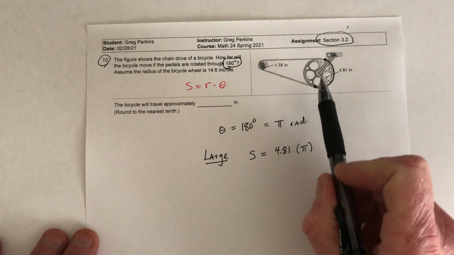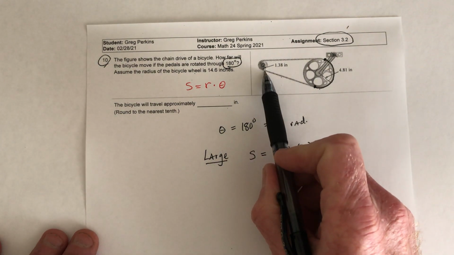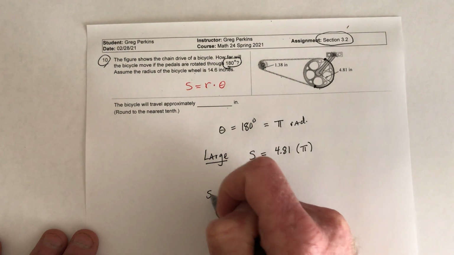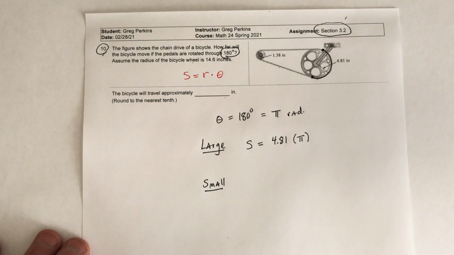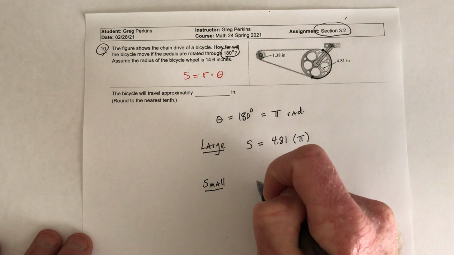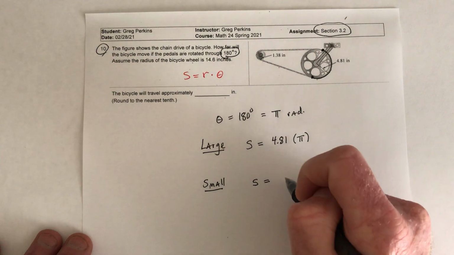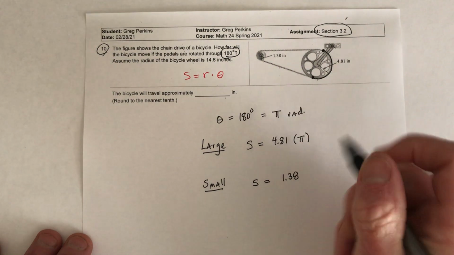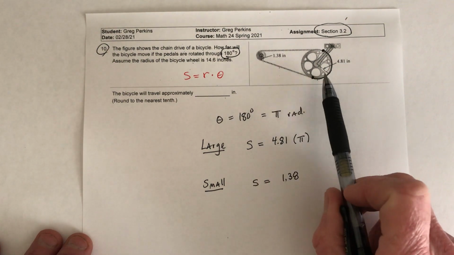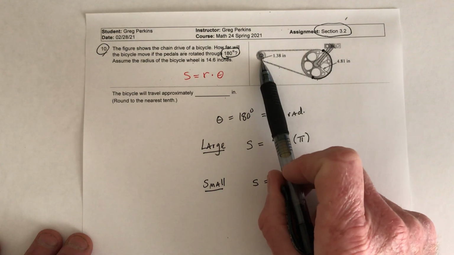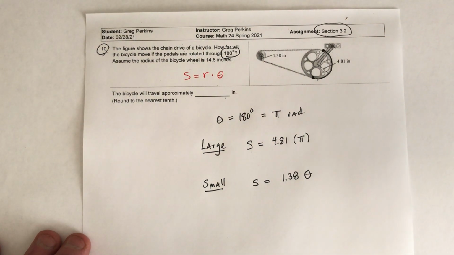Now, because these things are connected with the chain, if this one goes through a length of S, then this one has to do the same thing. So for the small one, or the rear cog, also using S equals R times theta, so S equals R on that one is a 1.38, and theta, I don't know. Because it's smaller, it would have to spin around more, so its theta would actually be bigger than this one. This one would spin around slower. This one would have to spin around faster to keep up. So right now, I don't know what the theta is. I'll just have to call it theta.